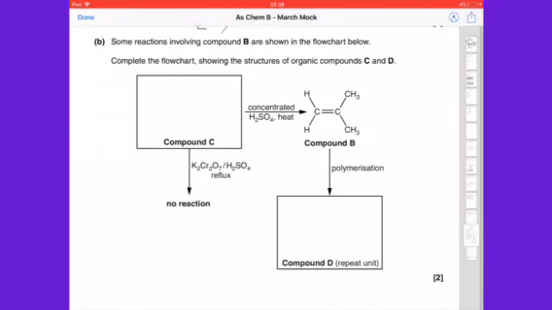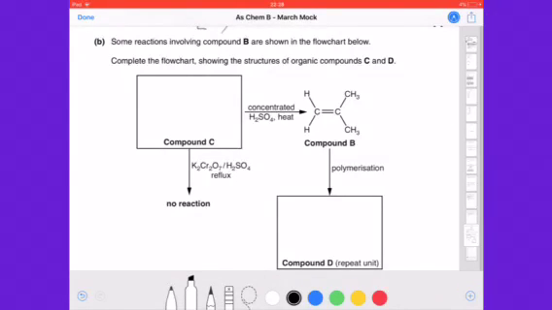Okay, skeletal formula for this one. The key part here is this. There is no reaction when you try to oxidize this product, and that immediately suggests that it is a tertiary alcohol. And because it is a tertiary alcohol, what we have for the structure is CH3 attached to CH, like this, OH there, and 2 carbon groups off here.